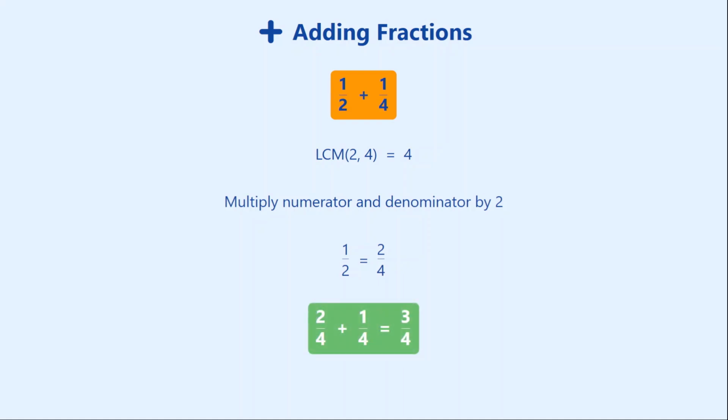Now look, both fractions have denominator 4. So just add the numerators. 2 plus 1 equals 3. That gives 3/4. Good job. Let's try one more example.